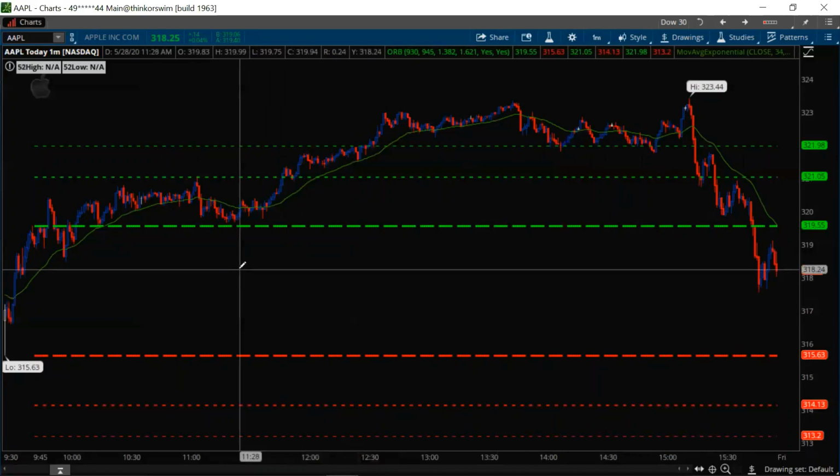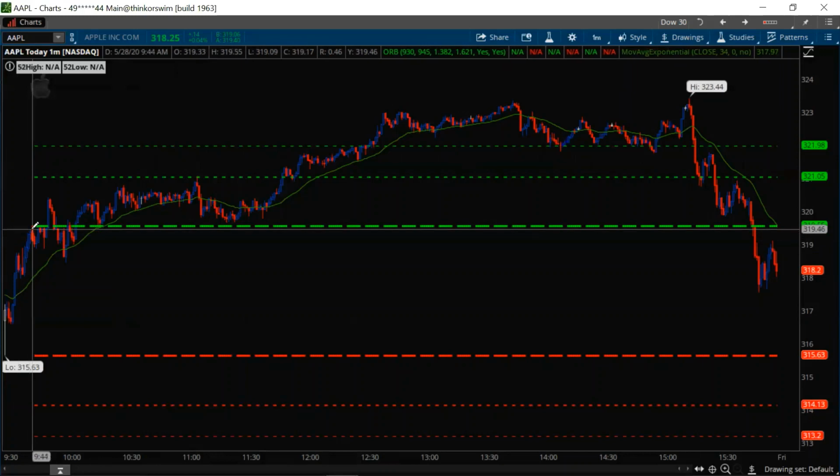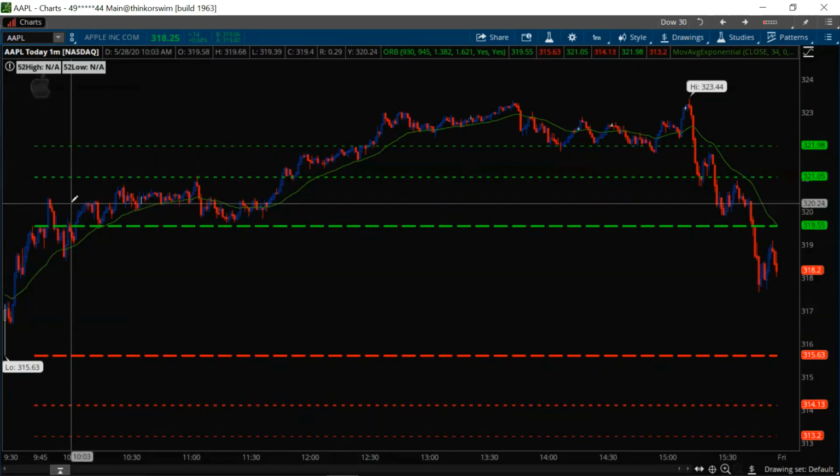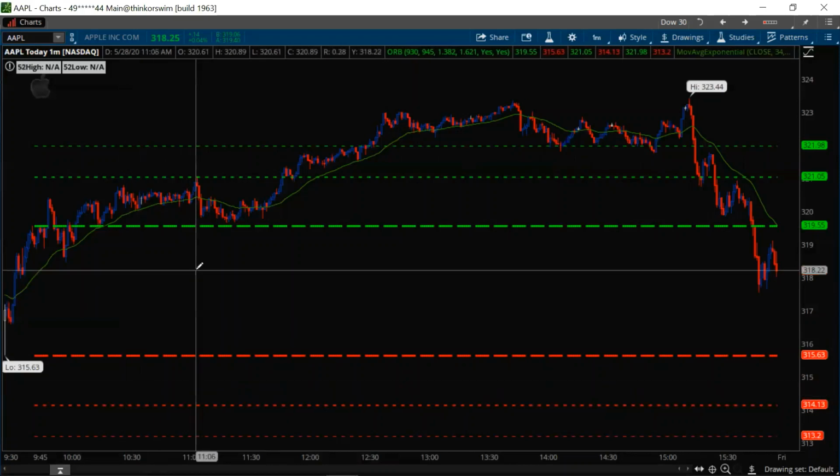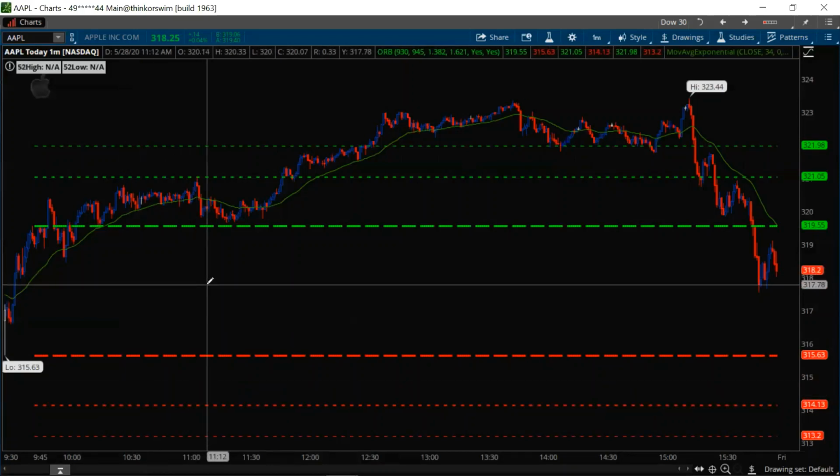Now, what this is doing, again, is plotting the high and the low for the first 15 minutes. And what we're trying to see is a break above or a break below. And we're going to take a trade for either calls or puts, or if you like common shares, you can buy shares and short them in the direction that it breaks.